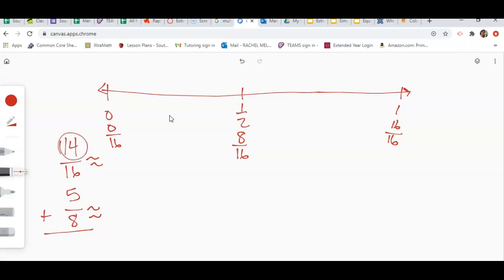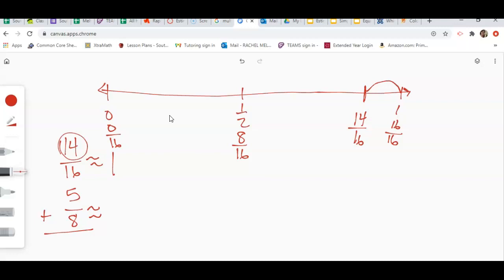Where is the 14 going to go? I would say maybe closer over here. Okay, so that's pretty close to 1. So I would round that to 1. That's only 2 pieces away from a whole. Okay, but it's 6 pieces away from a half.